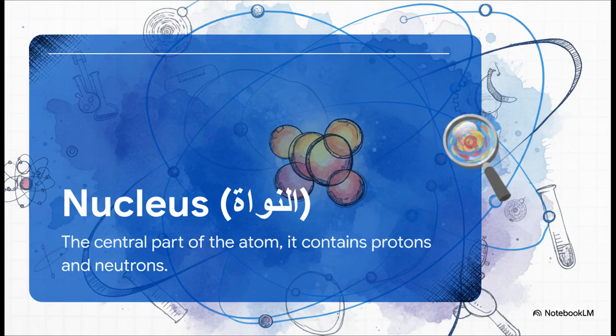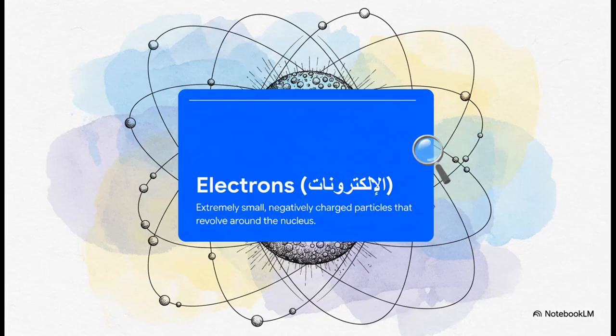That center part, that's called the nucleus, or a nuée. It is very, very small, but it's also incredibly heavy. Almost all of the atom's weight is packed right into this tiny little spot. And what about those particles that are flying around the outside of the nucleus? Those are called electrons, or elektronet. They are super, super tiny, they move incredibly fast, and they have what's called a negative electrical charge.